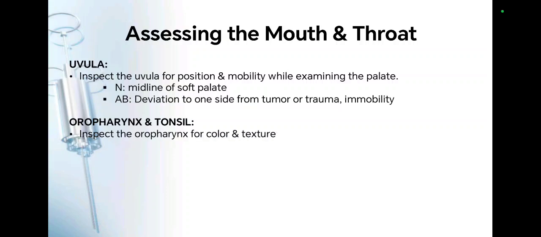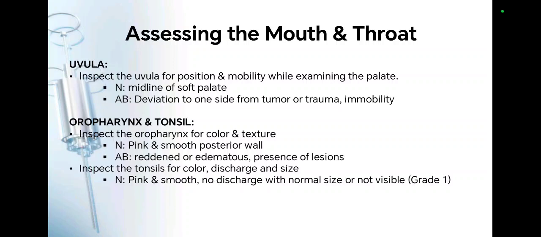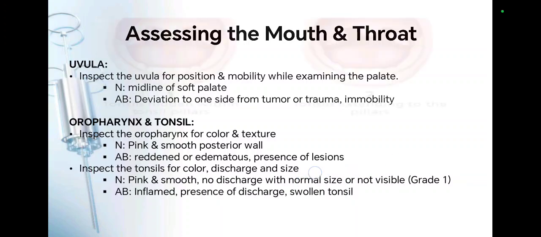Now for the oropharynx, inspect the oropharynx for color and texture. It should be pink, smooth, on the posterior wall. If it's reddened, edematous, or presence of lesions, then that would tell you that there is inflammation of the oropharynx. Now, inspect the tonsils for color, discharge, and size. It should be pink, smooth, no discharges, normal size, or not visible. So, if it's visible, meaning it's inflamed. Okay, so if there's a presence of discharge or swollen tonsils.